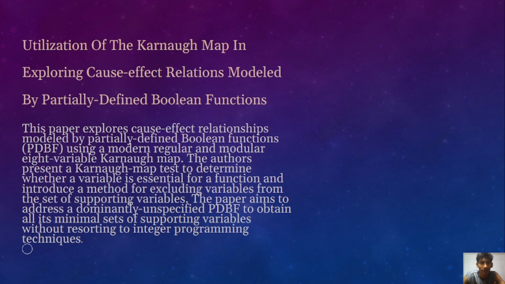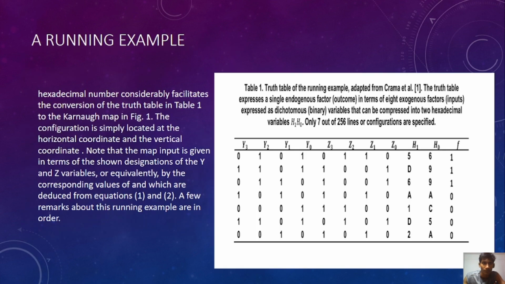The authors present a K-map test to determine whether a variable is essential for a function and introduce a method for excluding variables from the set of supporting variables. The paper aims to address a randomly unspecified PDBF to obtain all its minimal sets of supporting variables without resorting to integer programming techniques.